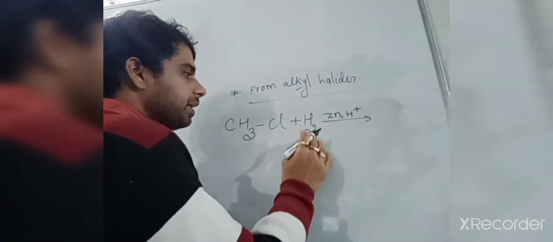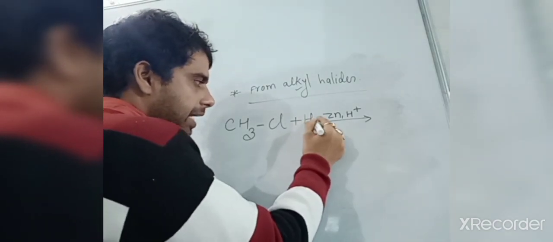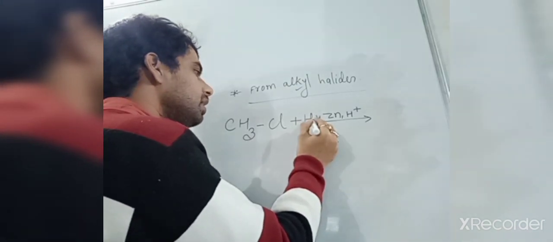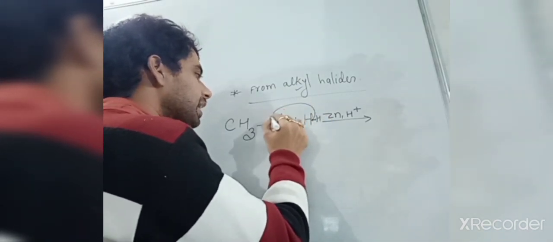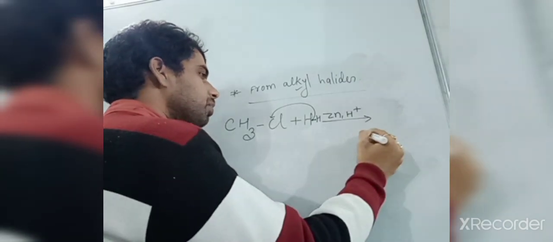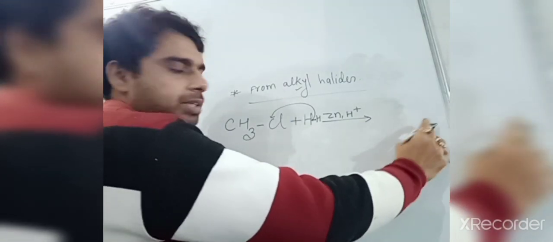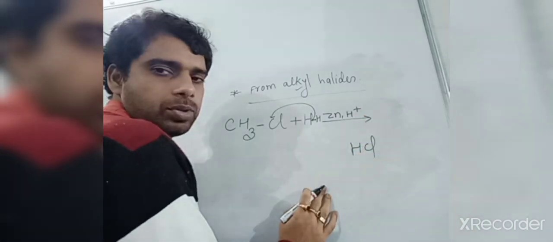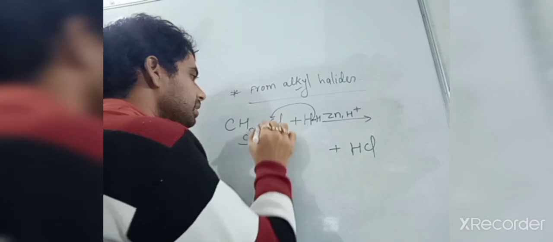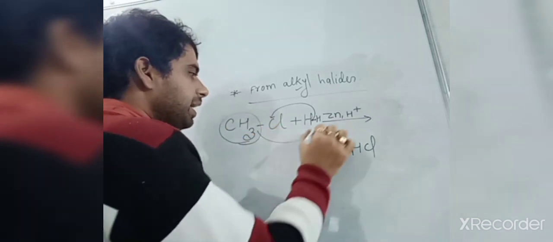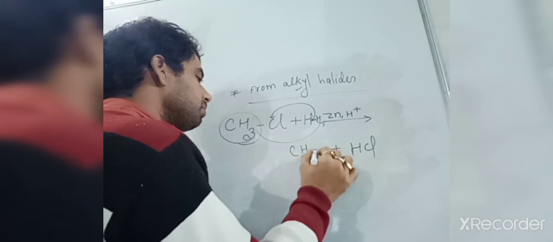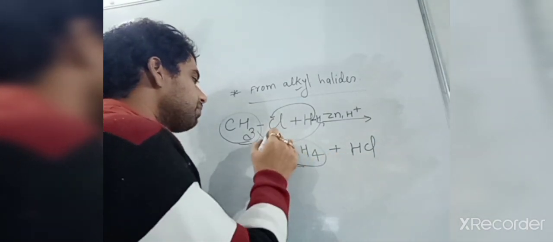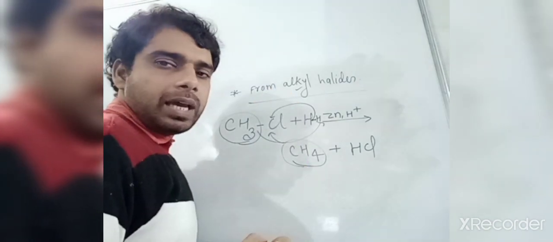So what will happen after some time? H2 will break down, dissociation. After dissociation, one H will go and react with Cl. So what will it form? It will form HCl. So here I am writing HCl. Then you can see this CH3 will combine with this H, and it will form CH4. So this one is an alkane, which has formed from the alkyl halide.